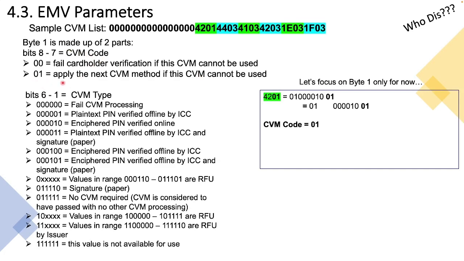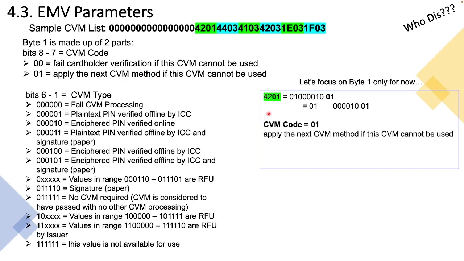And what does it say? It says that if the terminal cannot use this CVM method from the card, then don't worry, cascade through to the next one, right? Which will then be 4403. Okay, so that's your first code, right?